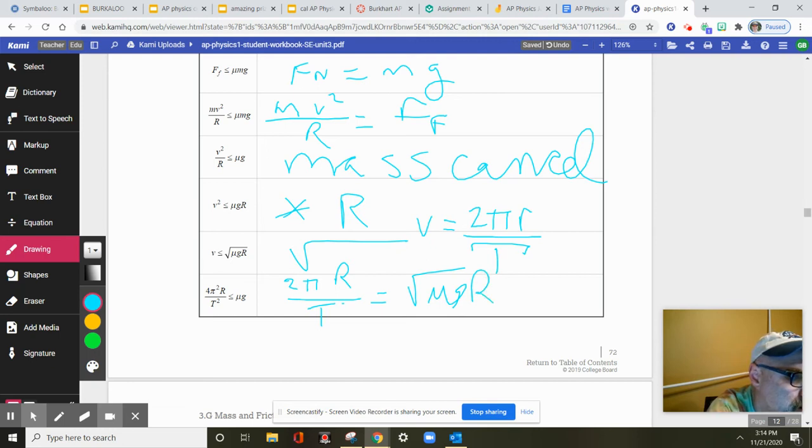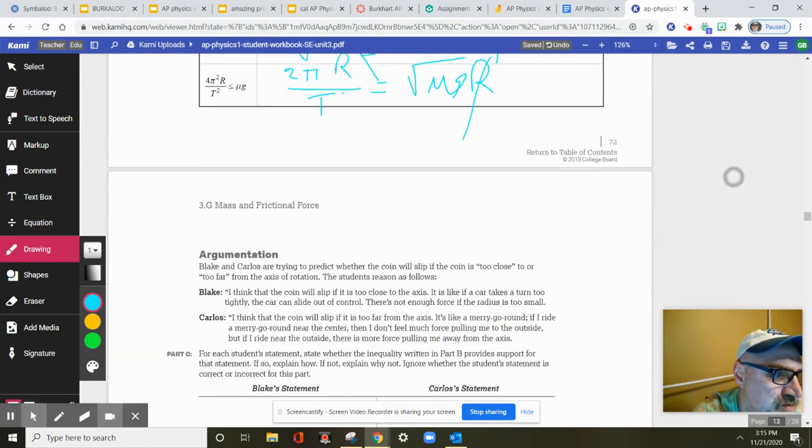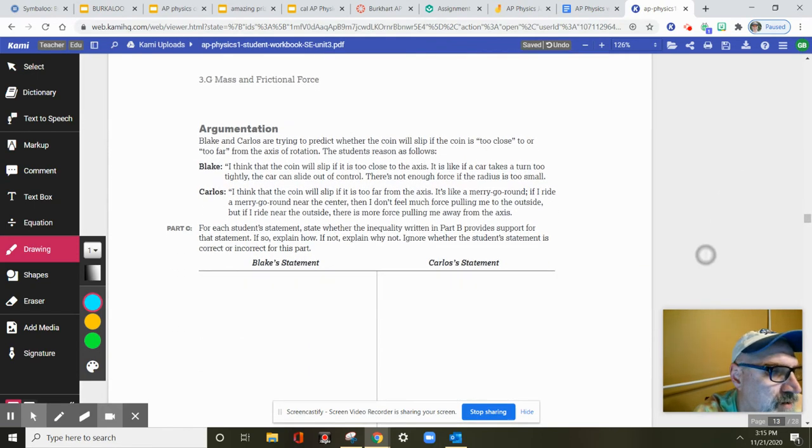And so if we squared everything, you get a 4, 2 squared is 4, pi squared is pi squared, and then t squared, and then you have the mu g r over here. So then you have r squared on this side and an r on this side, and that r cancels one of these r's. And that's why the r isn't squared. And so that's how they got there. So that's what they wanted you to do, is explain how they got from the top to the bottom.